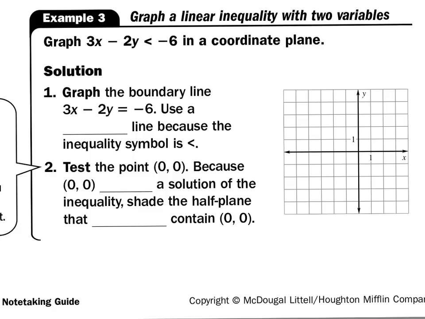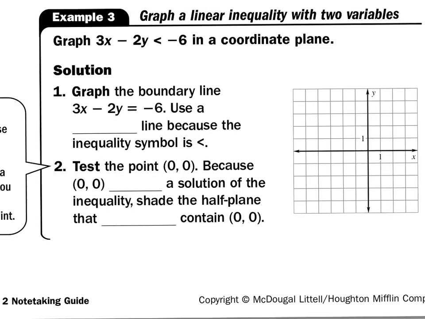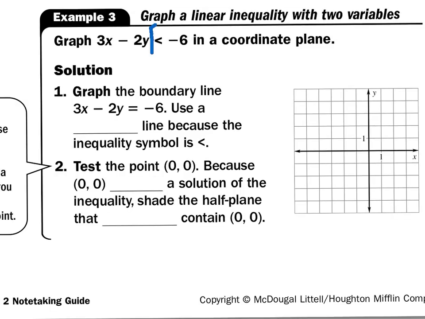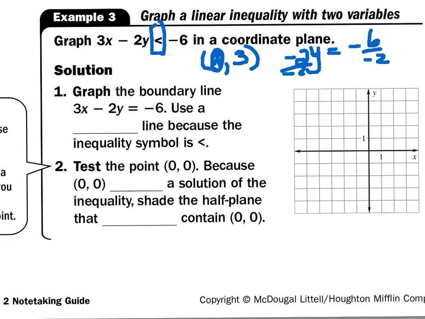Okay, example 3. I'm going to graph this in a coordinate plane. I'm going to think about this inequality as being an equal sign and graph that line. So, if I stick in a 0 for x, what do I get out for y? Then I will have negative 2y equals negative 6, divided by negative 2. I'll have y equals positive 3.